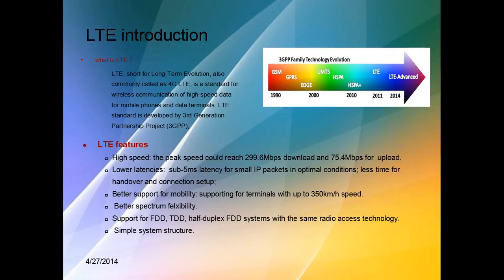The LTE wireless system has many features. The first one is absolutely high speed. We can see the peak speed would reach 299.6 Mbps for download and 75.4 Mbps for uploading. It is very fast. But this is just the peak; when we're using it in reality we usually won't reach this kind of speed, but it's still very fast.